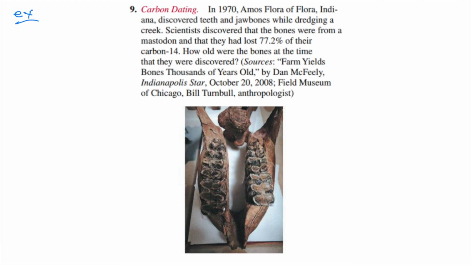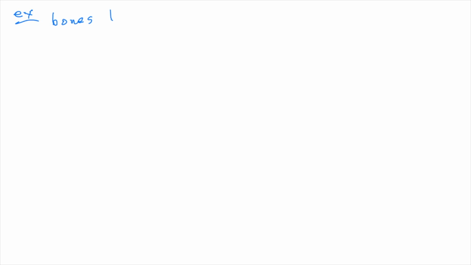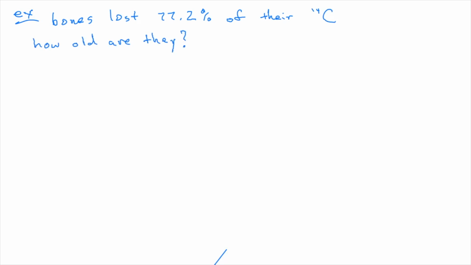They had lost 77.2% of their carbon-14. Bones lost 77.2% of their carbon-14. How old are they? Well, this is really, really cool. So we need to know some stuff. We know the half-life of carbon-14 is T equals 5,750 years.